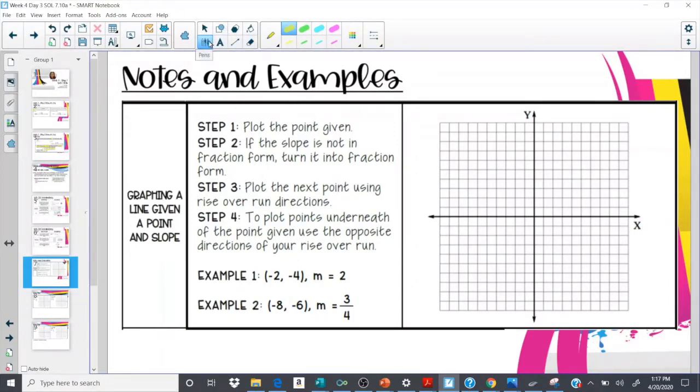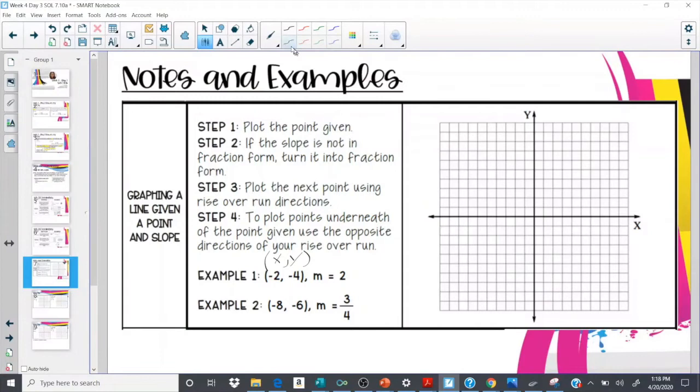Ordered pairs are written in a fixed order. That's why they are called ordered pairs. They're always written in the form x, y. x being your first coordinate, y being your second coordinate. So you always find your x coordinate first along the x-axis, so left or right, and then your y coordinate second along the y-axis, so up or down. Run before you jump.